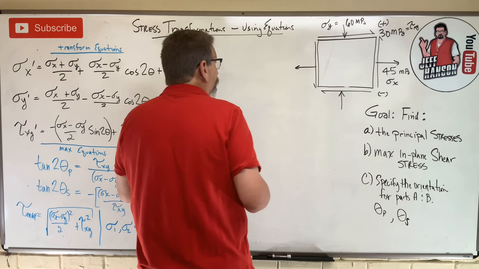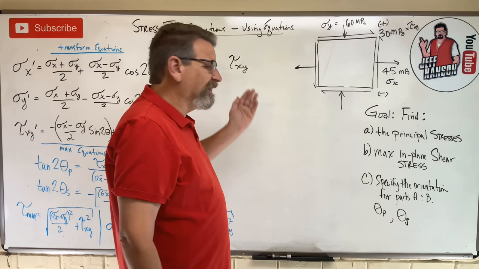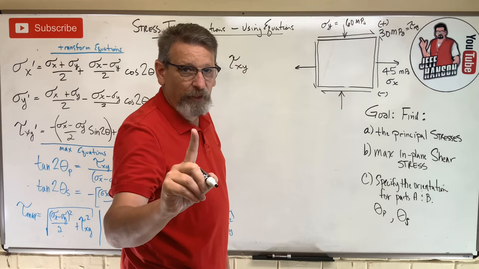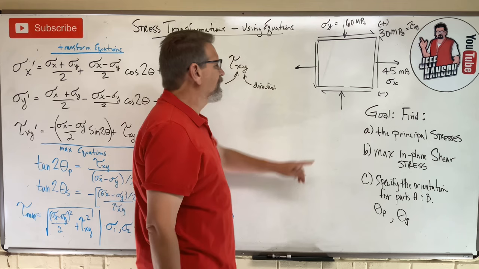Let me give you one more little pro tip. We've been talking about this right here, tau XY. Have you ever seen that and wondered why they call it XY? Here's the little secret decoder ring. This is only for the pros. X is the face, and Y is the direction. So when I'm talking about this vector right here, it's on the X face, and it's pointed in the Y direction.